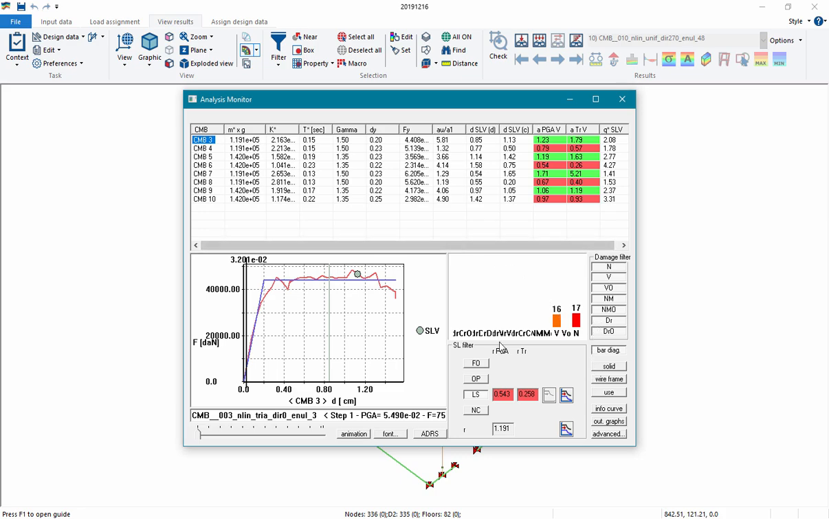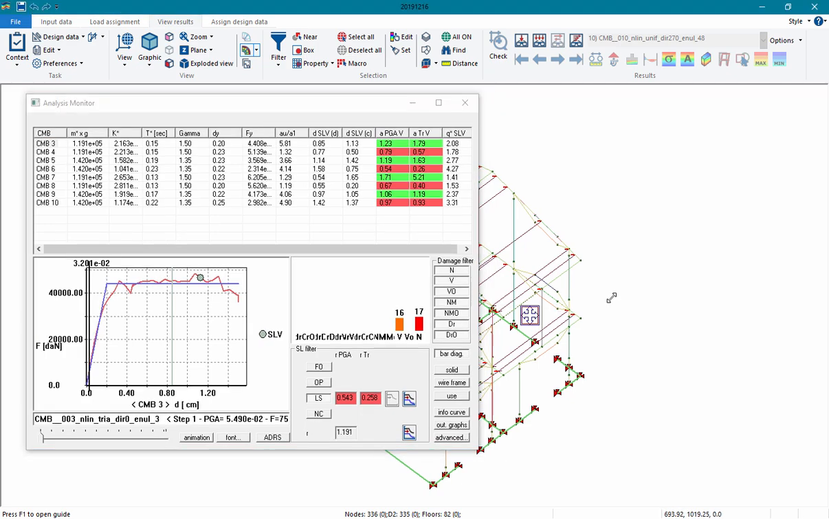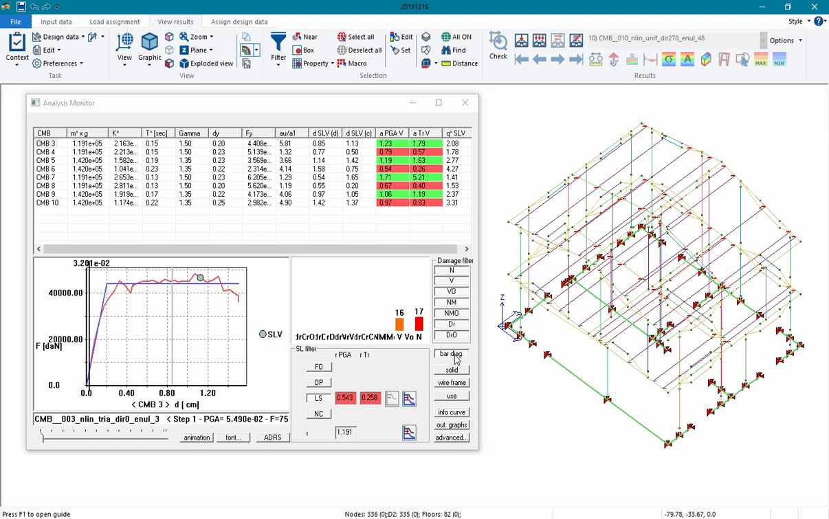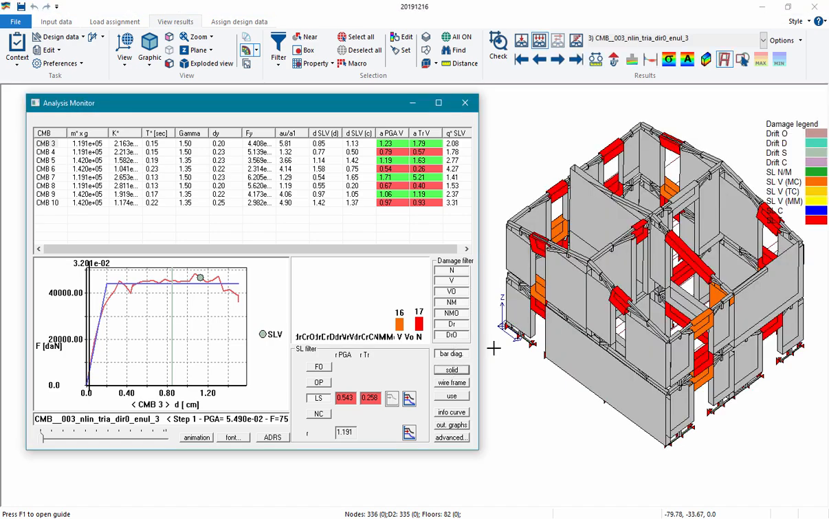But we can also have a representation of this damage on the structure. We just have to click on solid. The elements in gray are elements which didn't suffer damage. Elements in red are elements which have a failure for tension axial action. And in orange we have elements which have problems for shear action.